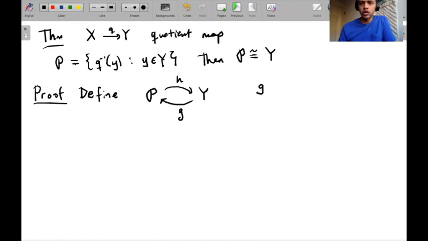So G of little y, well, okay, let's think about this. We're given a point in little y, and we want an element of this partition. Okay, well, given little y, there's sort of an element staring at us in the face. So we'll define G of little y to be Q inverse of y. So we're viewing this as an element in P.